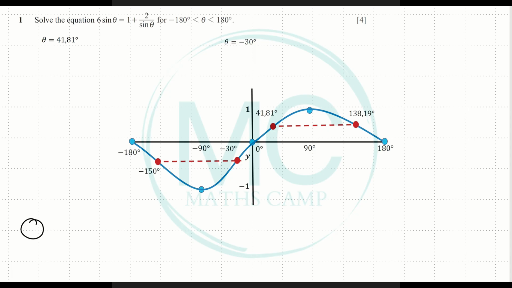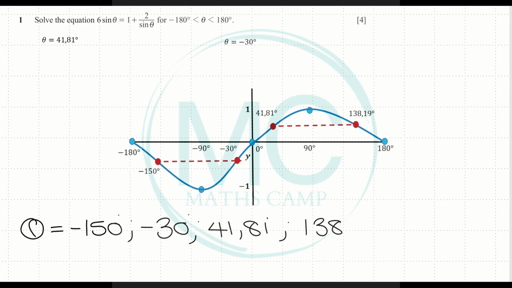So we can say that theta is equal to negative 150 degrees, negative 30 degrees, 41.81 degrees, and 138.19 degrees. These are all the values of theta.